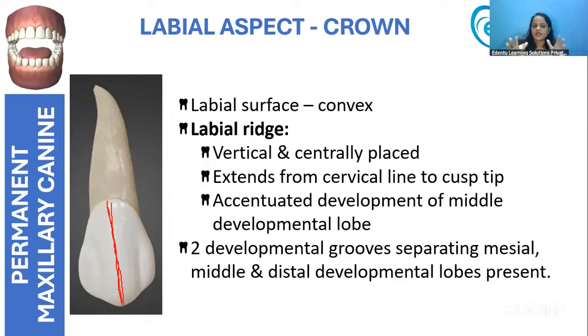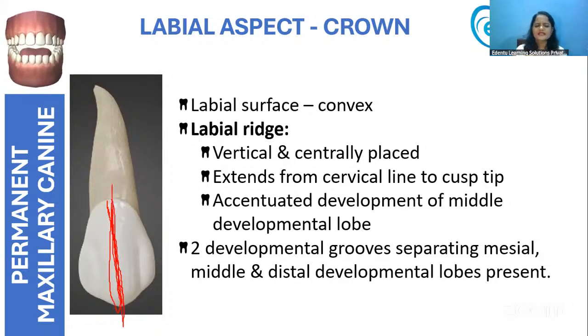The three developmental lobes from which the canine is formed are: the first one is the mesial lobe, the second one is the middle lobe, and the third one is the distal lobe. These are the three lobes from which the whole canine crown is formed. Sometimes there will be a very prominent, accentuated development of this middle lobe, and that will result in the formation of the labial ridge like this.